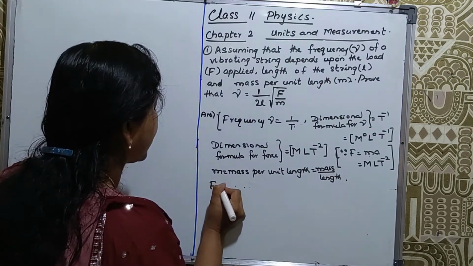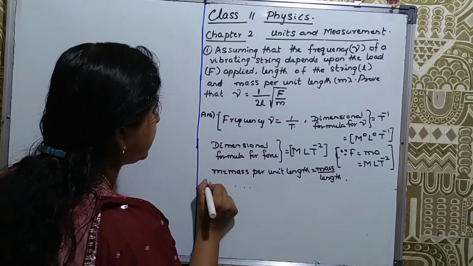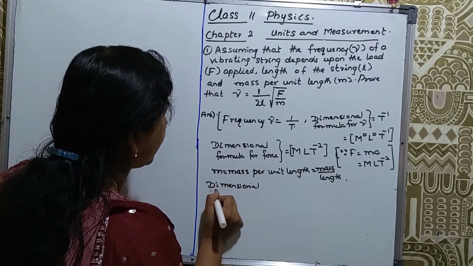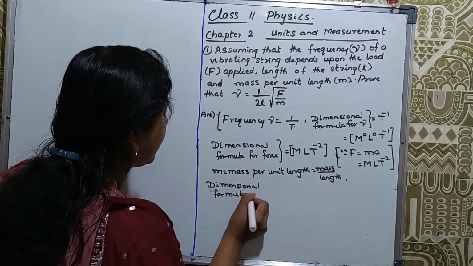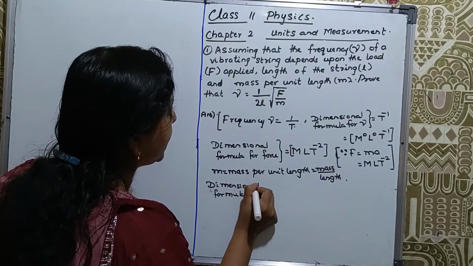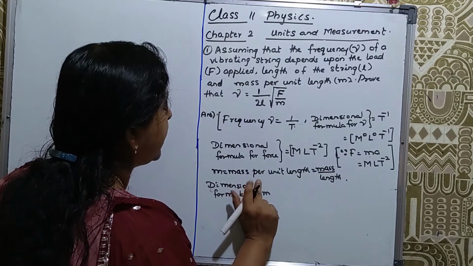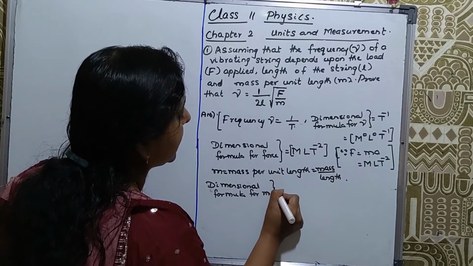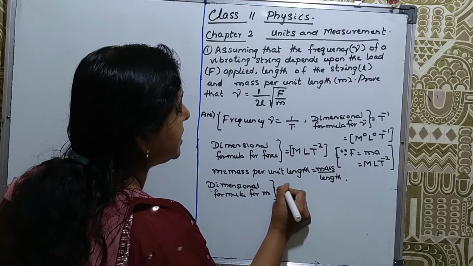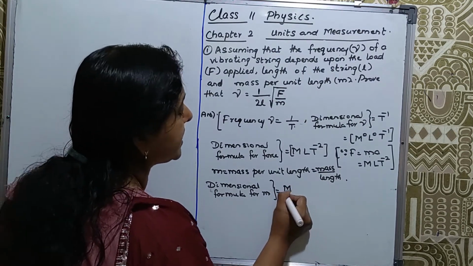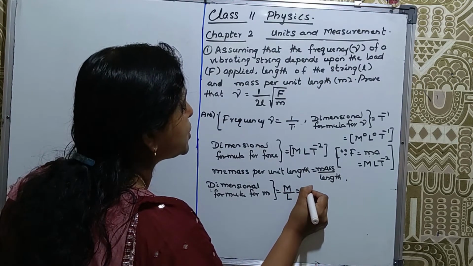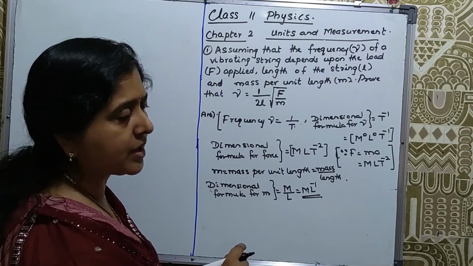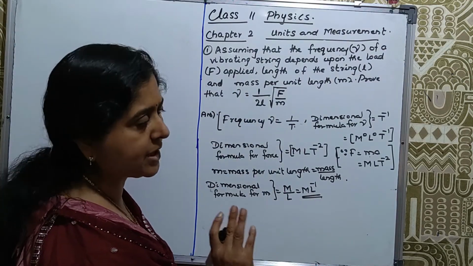Now dimensional formula for small letter m. Here it is mass by length. So mass, length is in the denominator, M by L. It is M L raised to minus 1. This one is only for this sum, mass per unit length, that is why. Otherwise, the mass dimensional formula is capital M only.